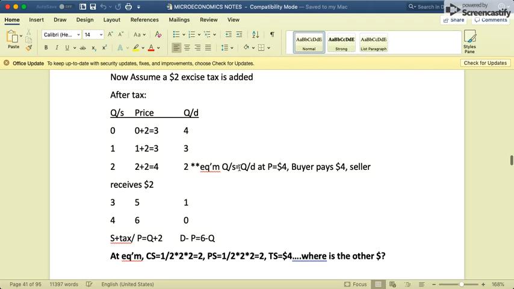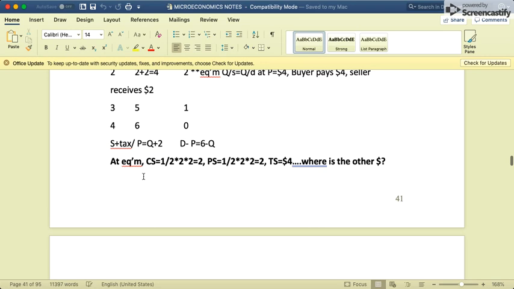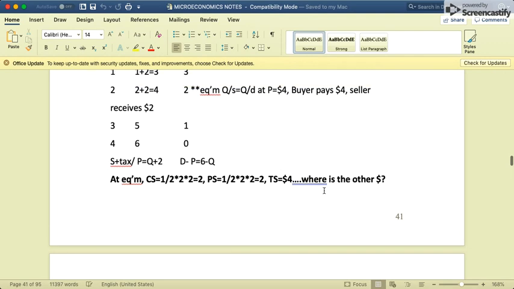The quantity demanded and the quantity supplied has gone down because remember, that supply curve has shifted to the left. So here, the buyer pays $4, but the seller only gets 2 because the other $2 is the tax. So who gets the tax? The tax man, the government does. So at equilibrium, the consumer surplus is down, the producer surplus is down, and the total surplus is $4. So where's the other money?